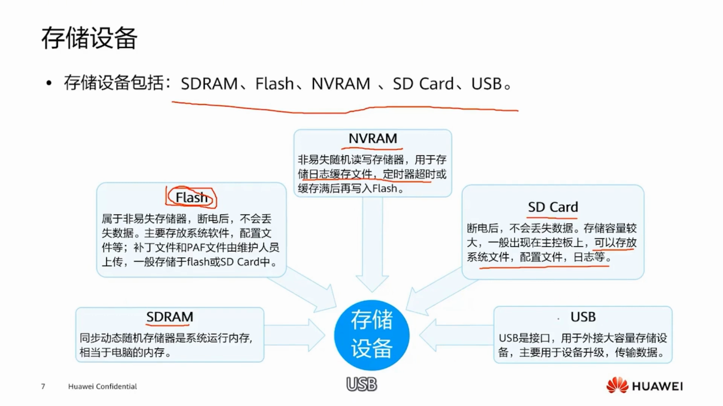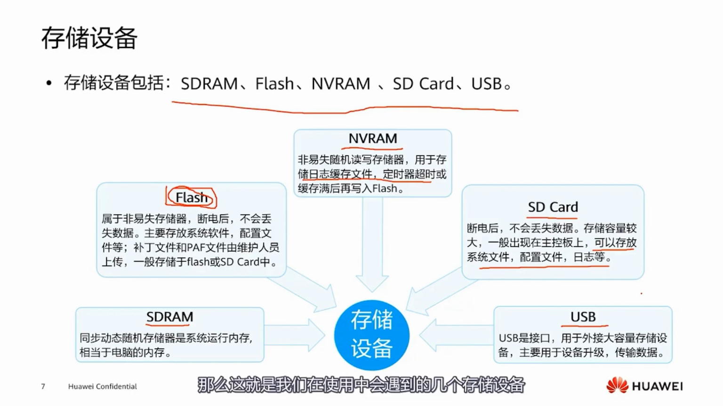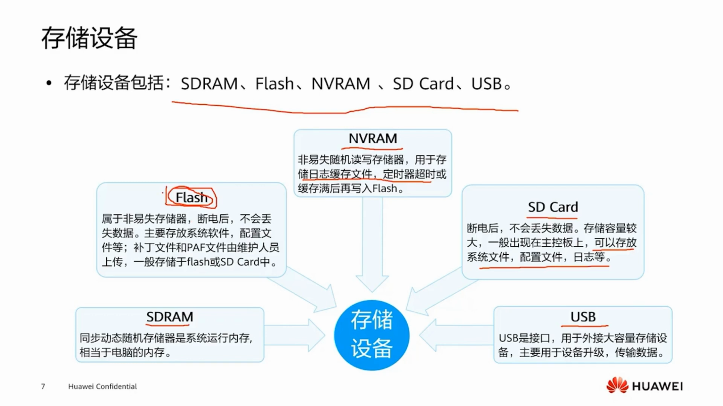The last one is USB. The functionality of this USB is somewhat similar to that of the SD card. If we have large files, such as a large upgrade package, that need to be used to upgrade our device, then our device can also be connected to a USB. That is also possible. So these are the storage devices we encounter in use. The one we use most commonly is still the flash. Our configuration files and our software patches can be stored on flash. Then they can be run. So these are our storage devices.